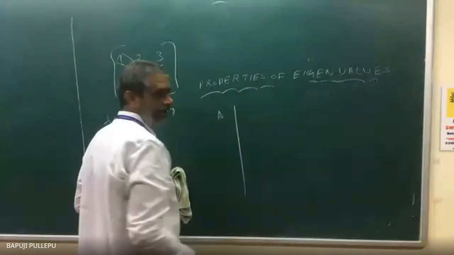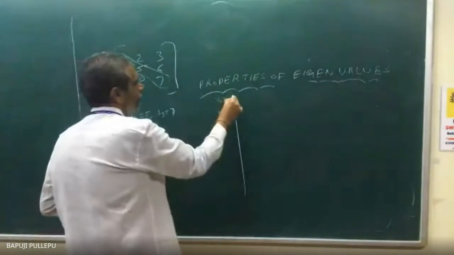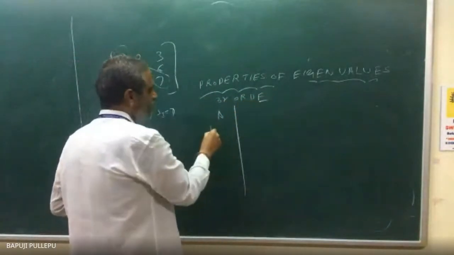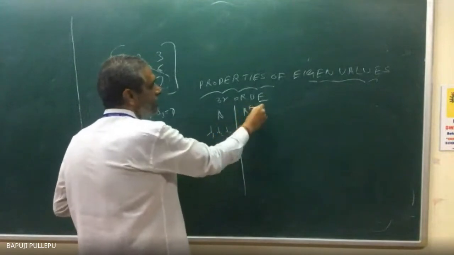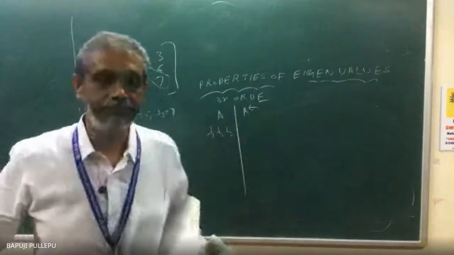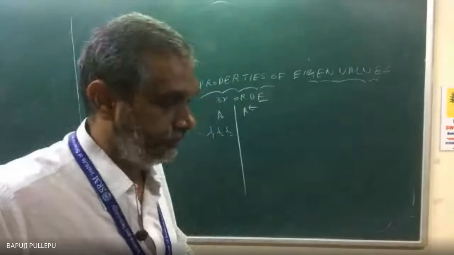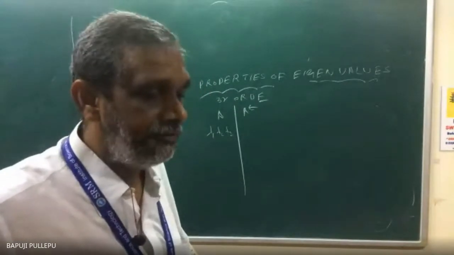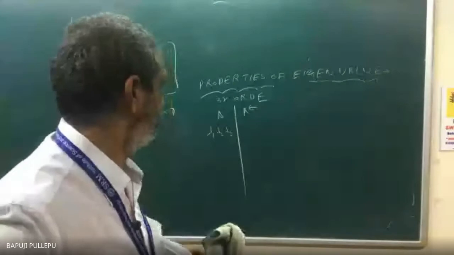If A is a matrix, suppose I am considering third order. Suppose the eigenvalues of A are lambda 1, lambda 2, lambda 3. Then what are the eigenvalues of A transpose? Same thing you will get. The eigenvalues of A are equal to the eigenvalues of A transpose. Both are the same. Correct?